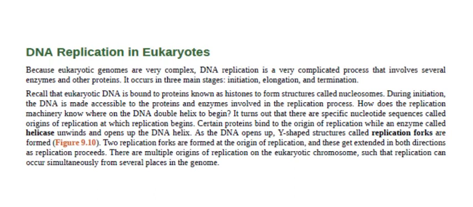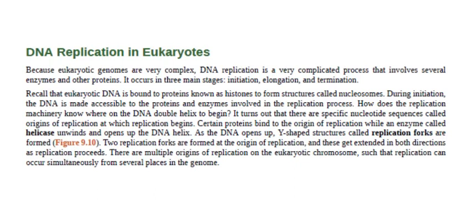How does this replication machinery know where on the DNA double helix to begin? It turns out that there are specific nucleotide sequences called origins of replication at which replication begins. Certain proteins bind to the origin of replication, while an enzyme called helicase unwinds and opens up the DNA helix. As the DNA opens up, Y-shaped structures called replication forks are formed. Two replication forks are formed at the origin of replication, and these get extended in both directions as replication proceeds.